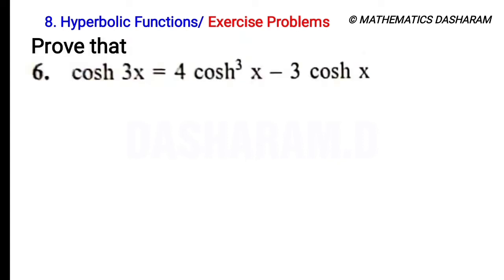Sixth question: prove that cosh 3x equals 4 cosh cube x minus 3 cosh x. So let's take the RHS first of all. In the RHS, we can take cosh x common. So take the cosh x.